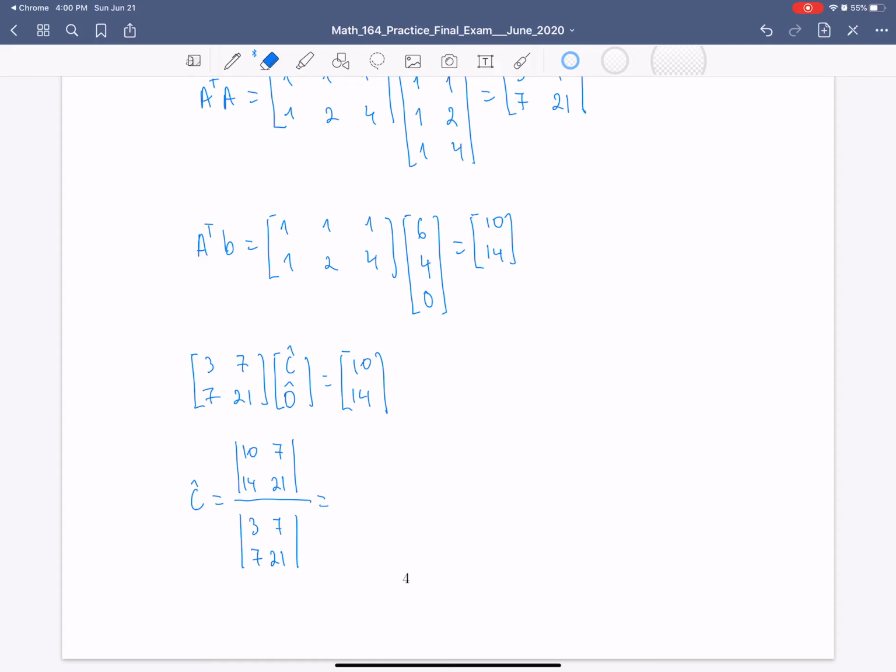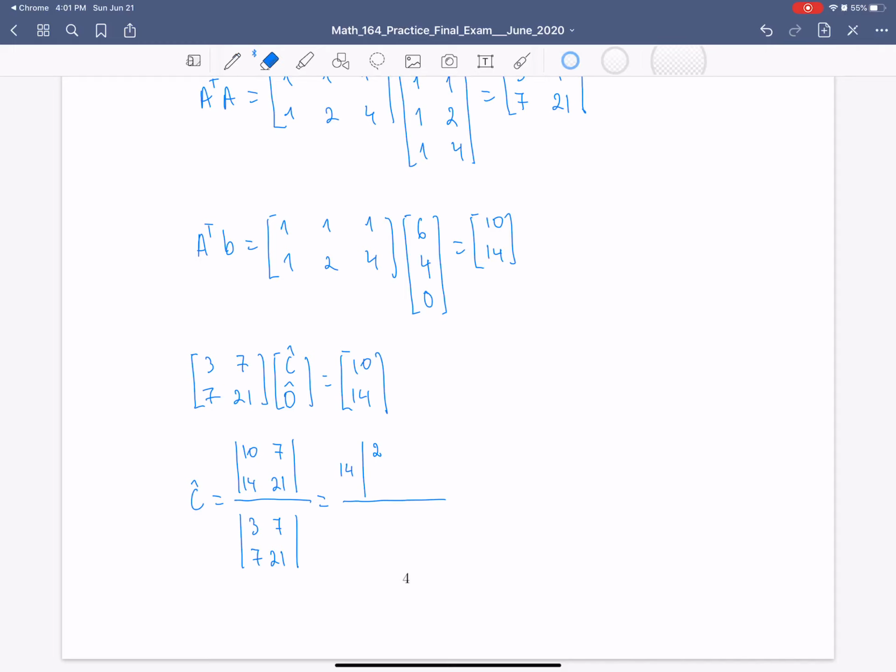I always hated big numbers. I'm not great at computations. So here are some things I can do. From the first column, I can factor out a 2. From the second column, I can factor out a 7. So 7 is a common multiple here, and 2 is a common multiple there. So 2 times 7 is 14 times this matrix.